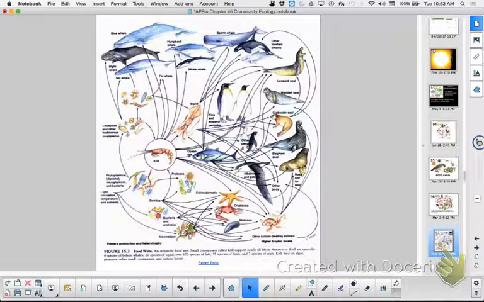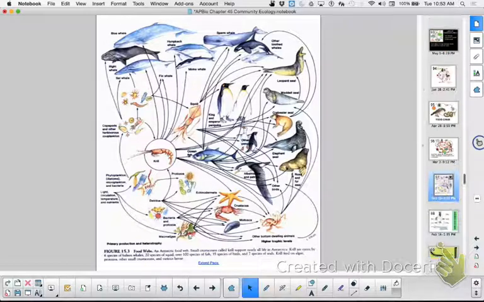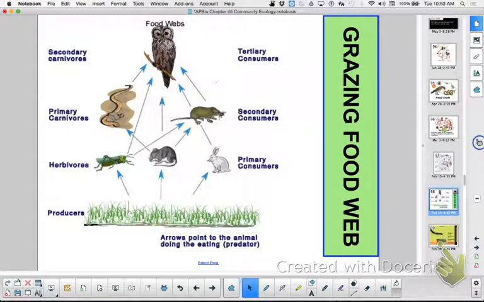Now, if you look here, as you were discussing with your bio buddy, there was a grazing food web versus if you're dealing with detritus. So grazing, those are things that are eating what? Plants. And most of your food webs, obviously, are starting with plant materials. And again, do you see this pattern with numbers?